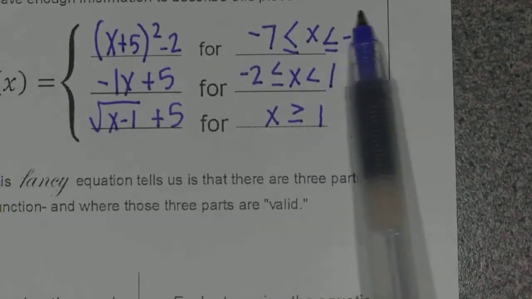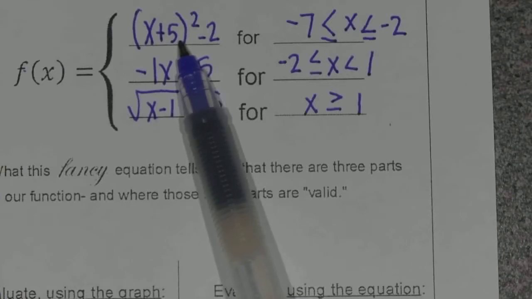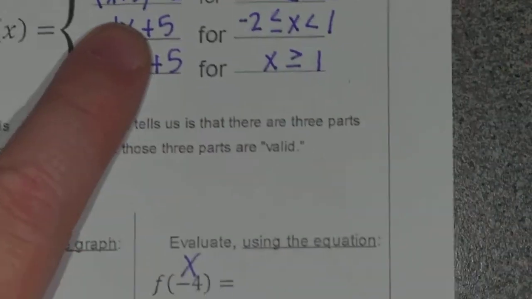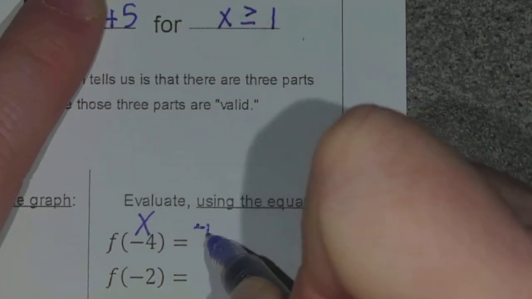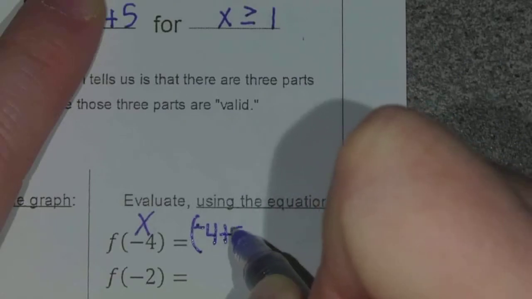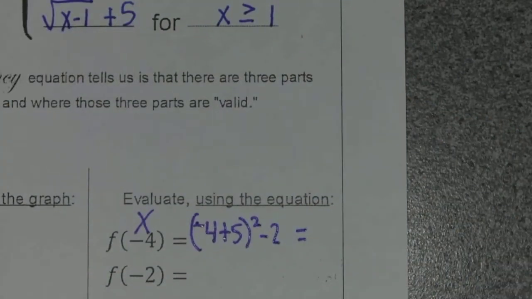-4 fits into the top restrictions, which means I'm going to substitute it into the top equation. Does that make sense? So I'm going to substitute that in. I'm going to write it down here. I'm going to go -4 plus 5 squared minus 2. And I'm going to evaluate that to see what my answer is.